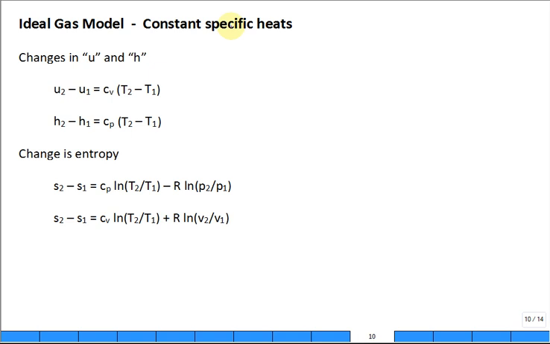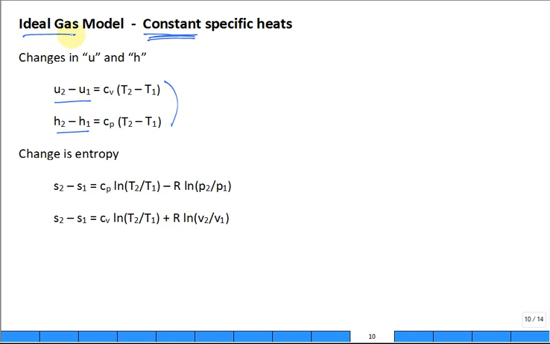If you have constant specific heats for an ideal gas, then if you want to know the change in internal energy or the change in enthalpy, it's just C sub V times delta T or C sub P times delta T. Do you remember that? So it makes it really simple when you have constant specific heats, if you want to evaluate changes in internal energy or enthalpy for an ideal gas.